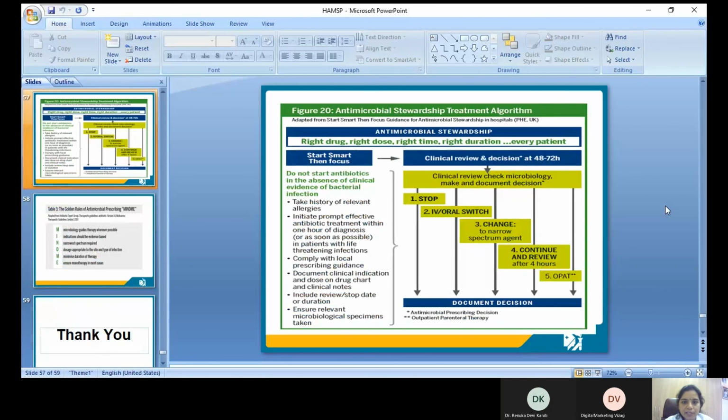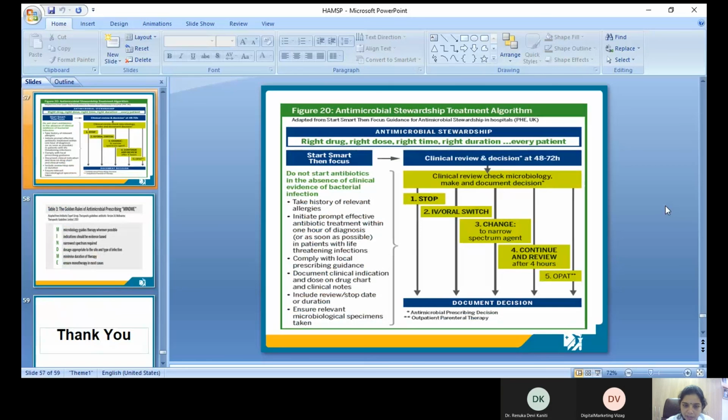So this is my final chart showing the antimicrobial stewardship algorithm with the goal as right drug, right dose, right time, right duration for every patient. Start smart. Do not start antibiotics in the absence of clinical evidence of bacterial infection. Take history of relevant allergies. Initiate prompt effective antimicrobial treatment within 1 hour of diagnosis. Compare with local prescribing guidelines. Document clinical indication and dose on the drug chart.